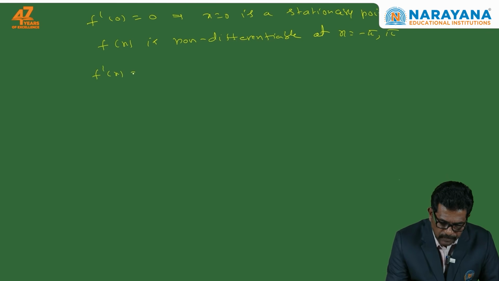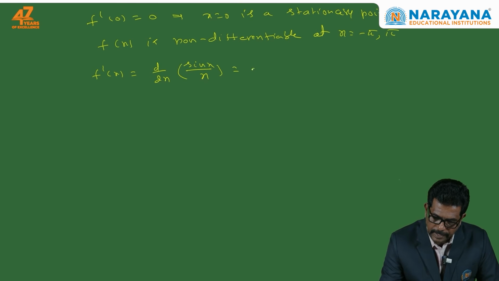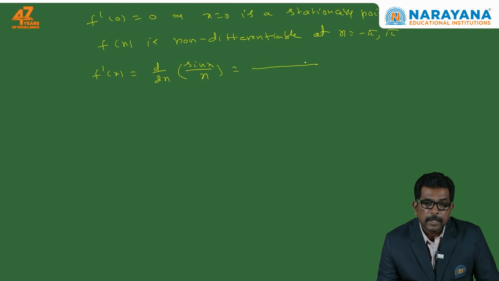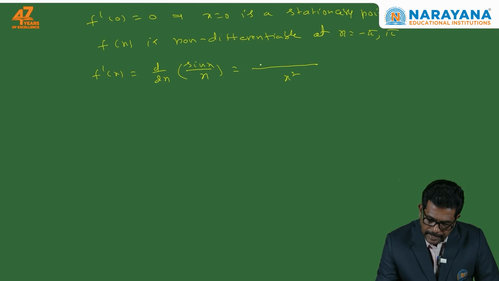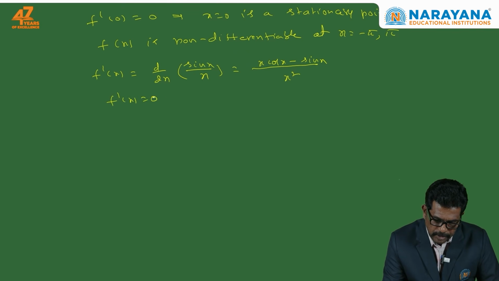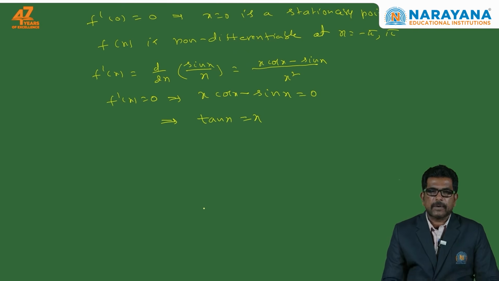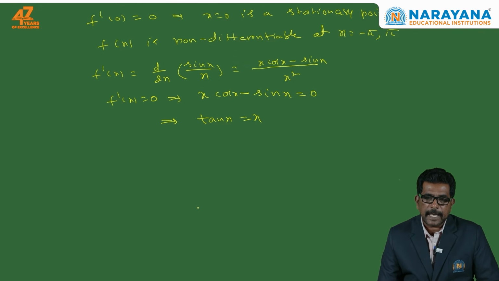That is, f dash of x is equal to the derivative of sin x by x with respect to x. Using the u by v rule, we write this as x cos x minus sin x over x square. So f dash of x is equal to 0 implies x cos x minus sin x is equal to 0. From this, tan x is equal to x. f dash of x is equal to 0 means tan x is equal to x.